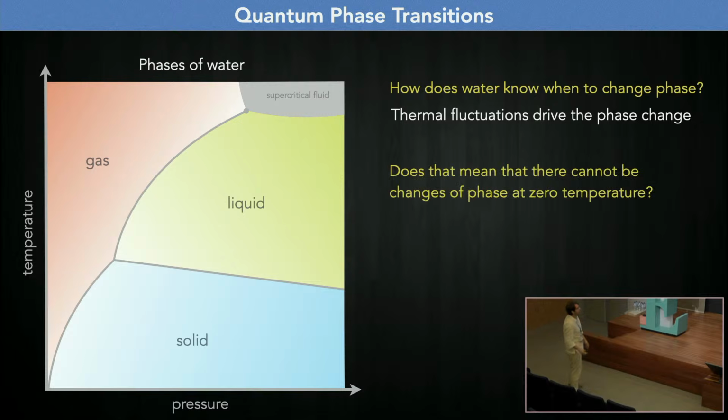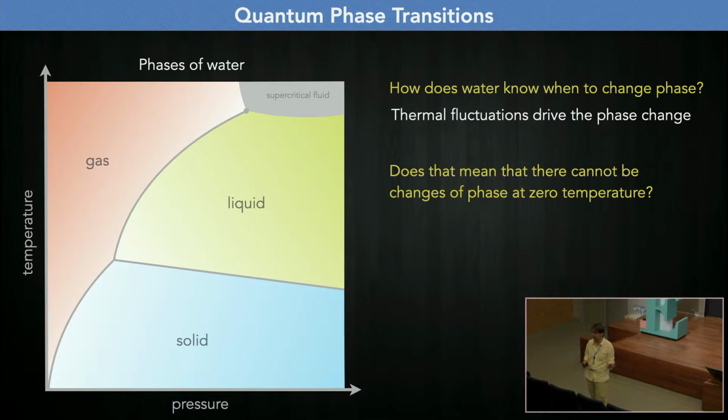But then, of course, people before quantum mechanics were saying, okay, this means that at 0 temperature, if we really lower the temperature to 0, there are no thermal fluctuations, things are completely stationary, there cannot be phase transitions, okay? There are no phase transitions in classical physics at 0 temperature. And you can see it in this diagram, for example. You go to the 0 temperature line, you start moving in pressure, and you don't see any phase change. You are in the solid phase, and you remain in the solid phase.